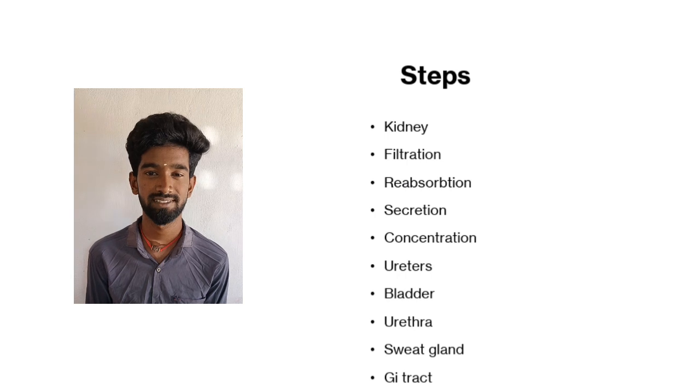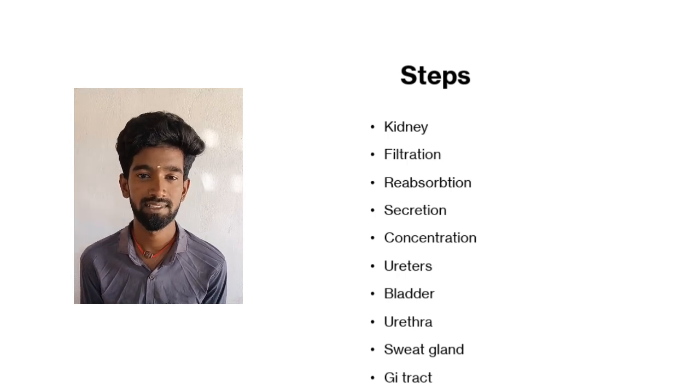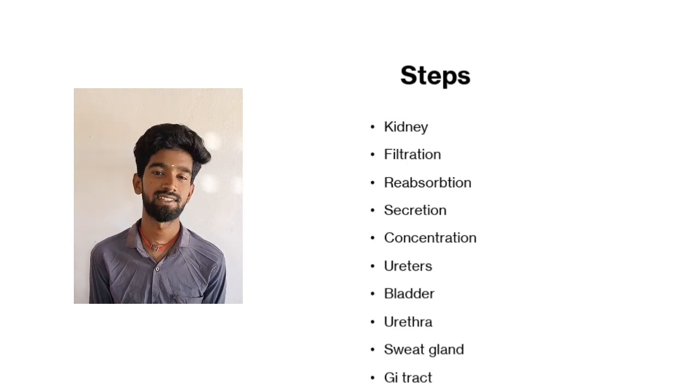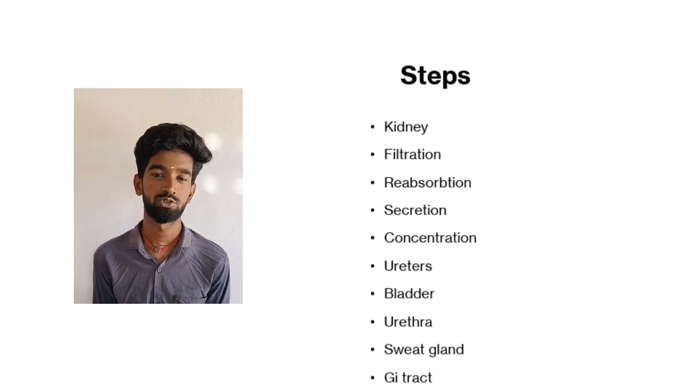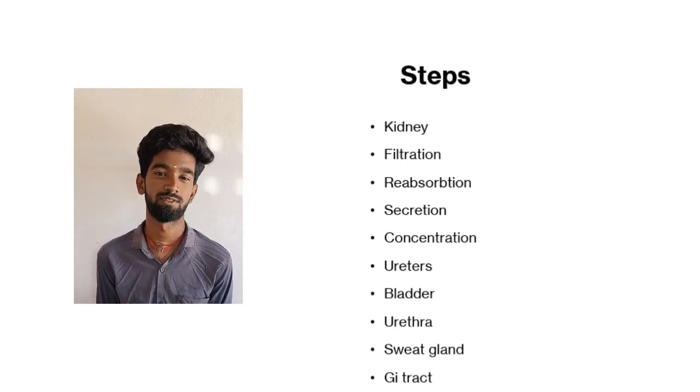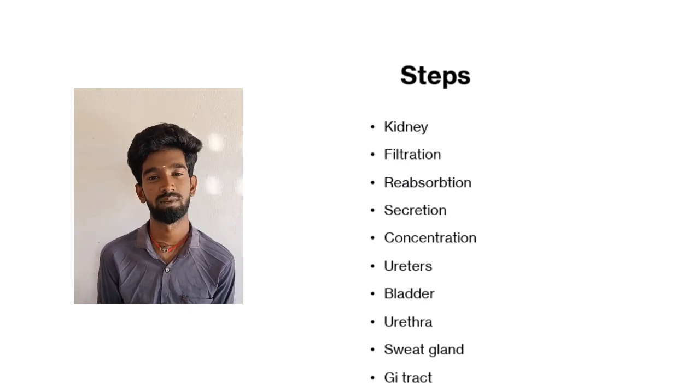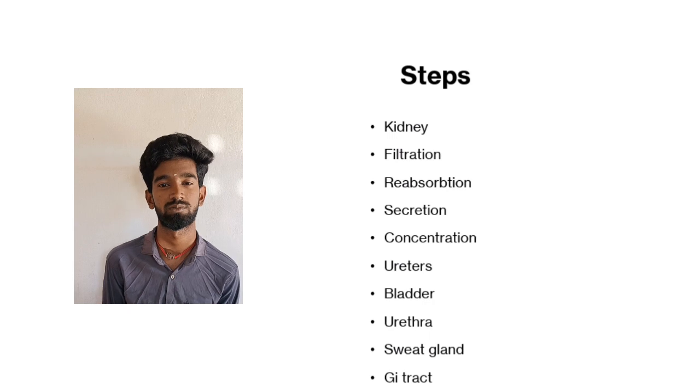Sweat glands. Sweat glands in the skin excrete water, salts, and some waste products through sweat. Gastrointestinal tract. The gastrointestinal tract eliminates undigested food and metabolic byproducts through feces.